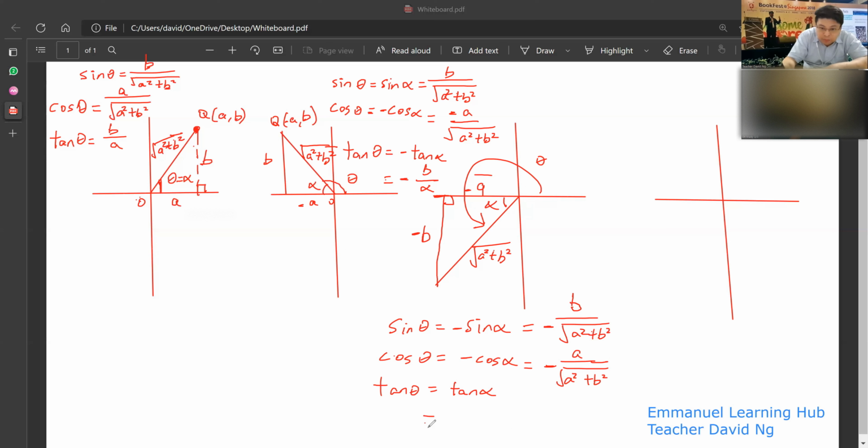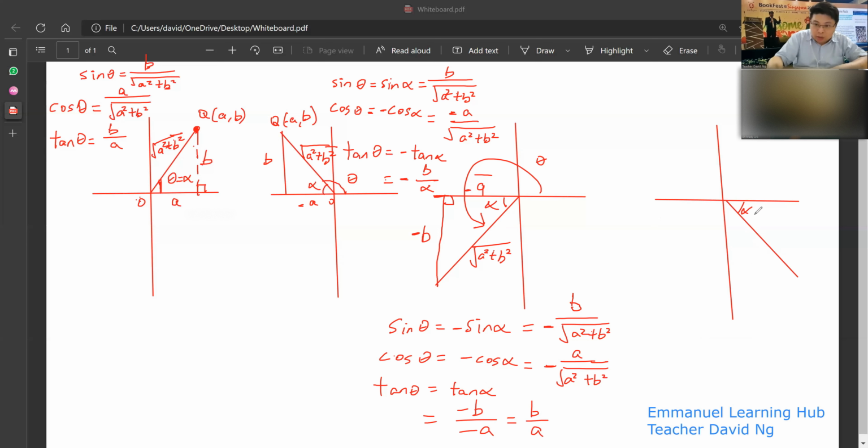Tangent, I'm going to use this as the reference. I'm not going to cut and paste from here, because I want to show you why it is positive. Your tangent theta is your tangent alpha. Tangent alpha is opposite over adjacent. Opposite is negative B, adjacent is negative A. Negative over negative is positive. That's why B over A, and you still end up positive. That's why third quadrant tangent is positive. Clear now?